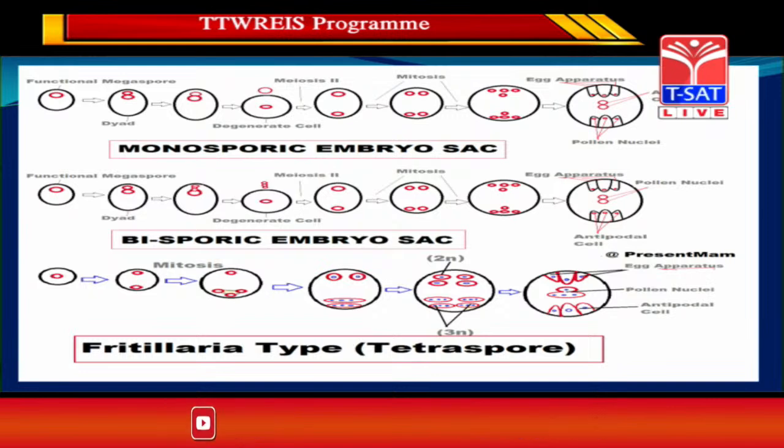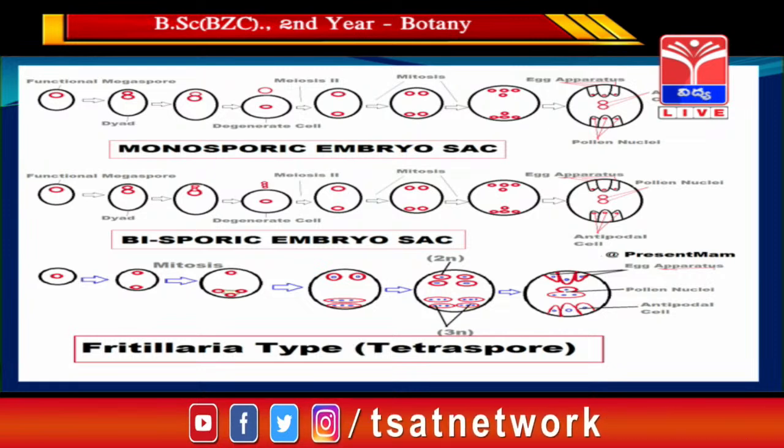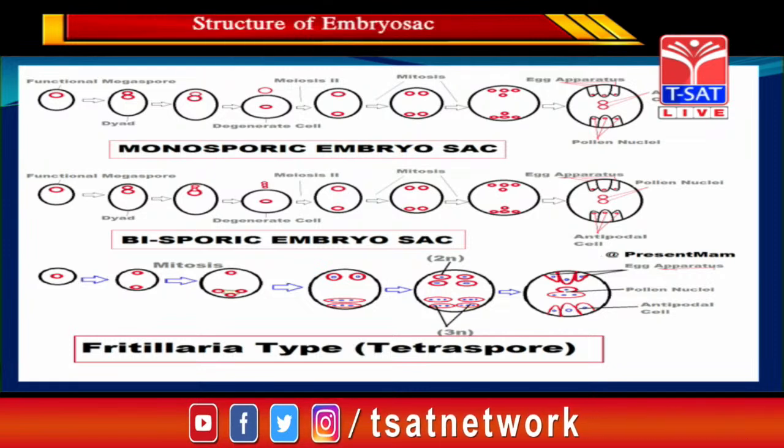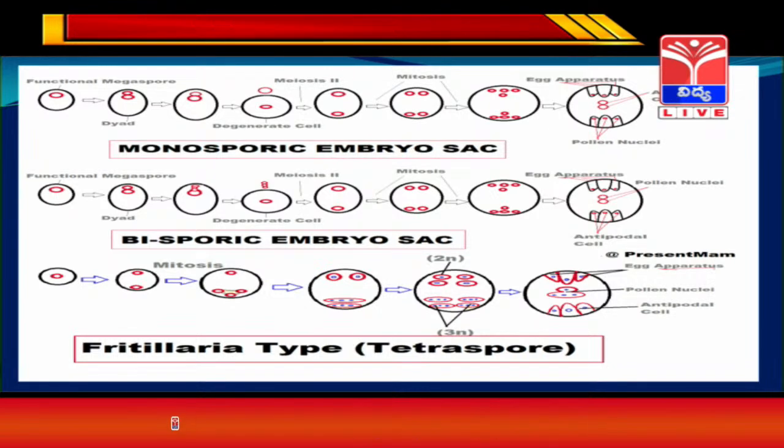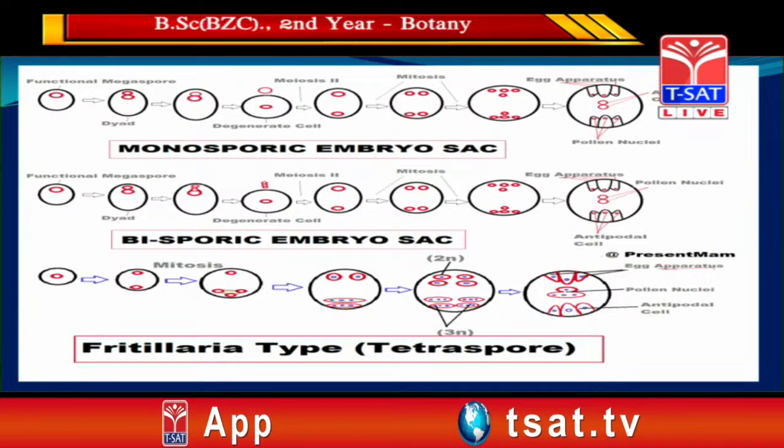8 cells are arranged: 3 cells at the micropylar end and 3 cells at the chalazal end. The remaining 2 cells are arranged as the polar nuclei in the middle of the embryo sac. And last, we discuss the Fritillaria type, the tetrasporic type.